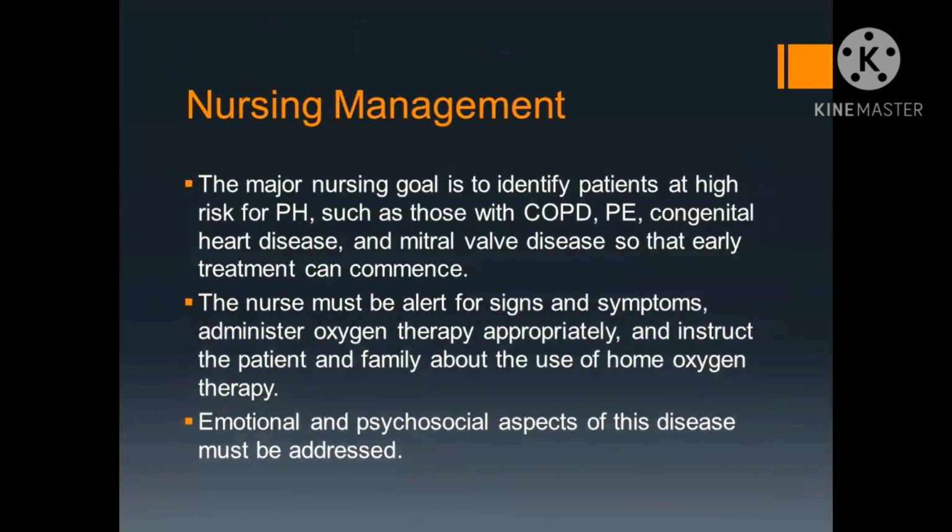Nursing management. The major nursing goal is to identify patients at high risk for pulmonary hypertension, such as those with COPD, pulmonary embolism, congenital heart disease, and mitral valve disease, so that early treatment can commence. The nurse must be alert for signs and symptoms, administer oxygen therapy appropriately, and instruct the patient and family about the use of home oxygen therapy. Emotional and psychosocial aspects of this disease must be addressed.